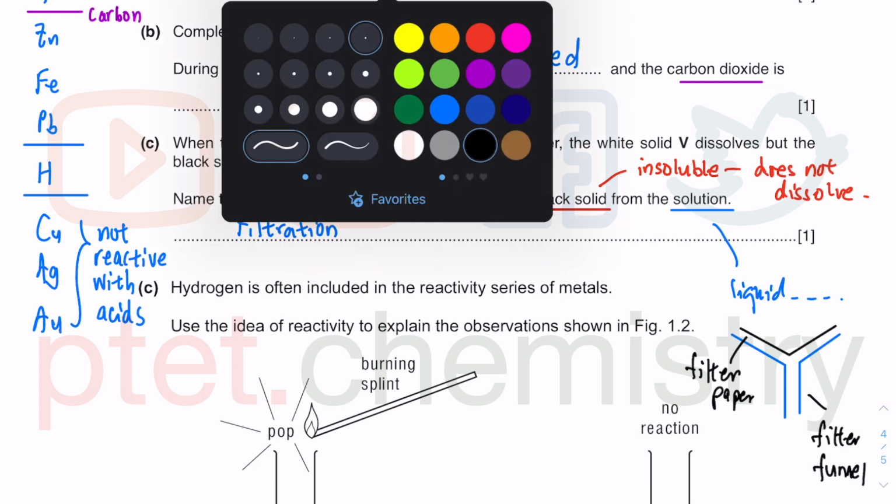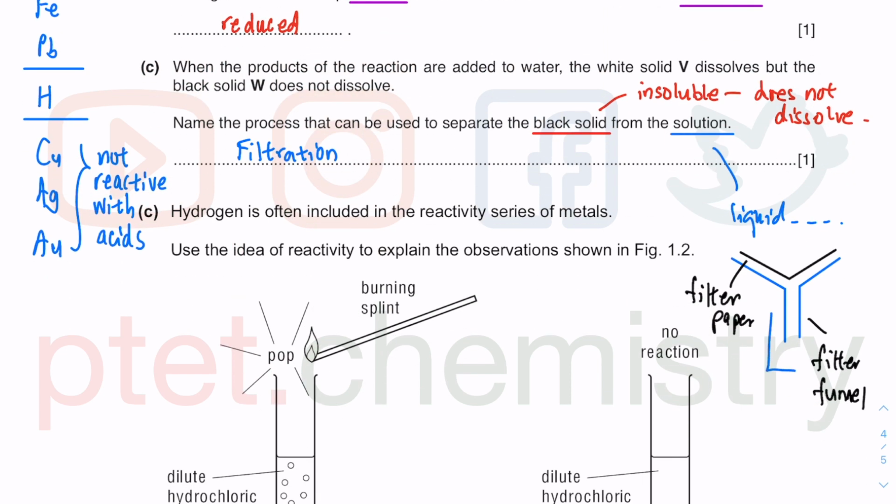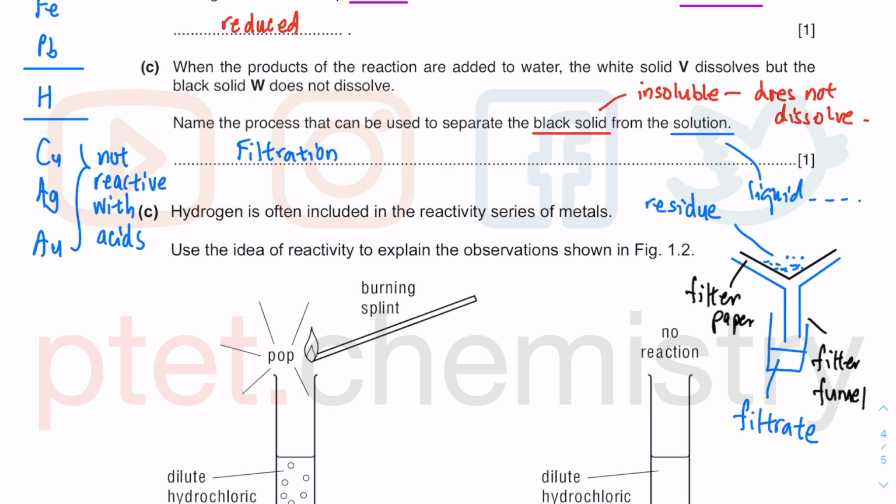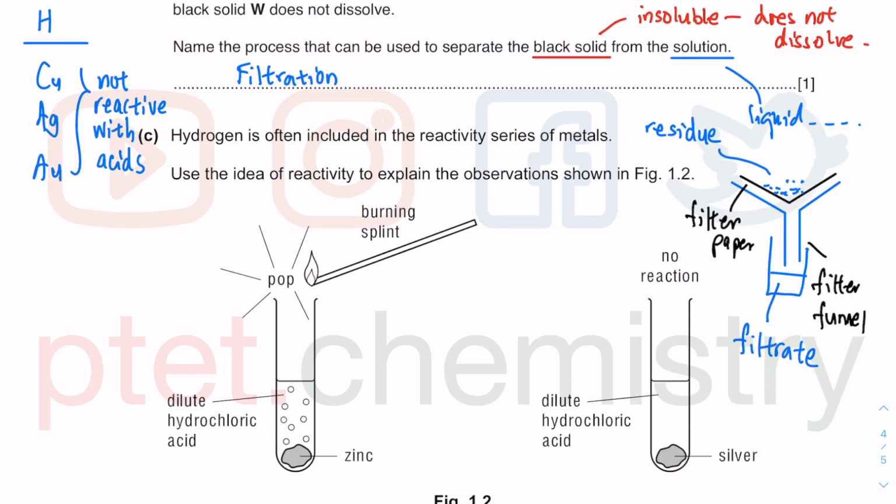And then we need to label a few things as we collect the liquid. This liquid is what you call filtrate, and the solid that is left behind on the filter paper is what you call residue. So residue is basically the solid that is left behind on the filter paper as you do filtration there.